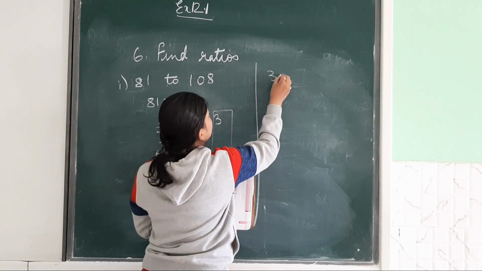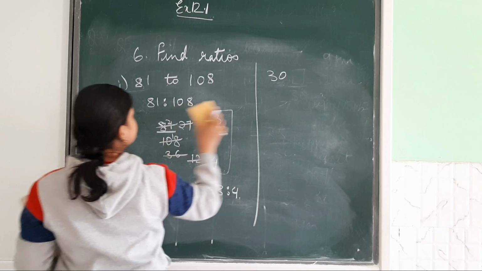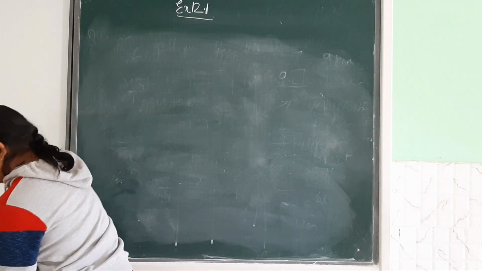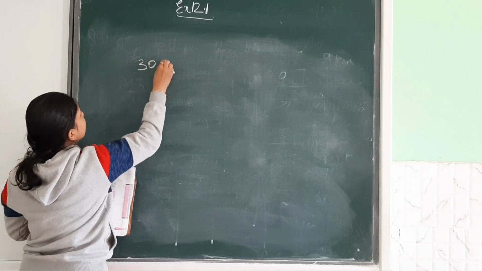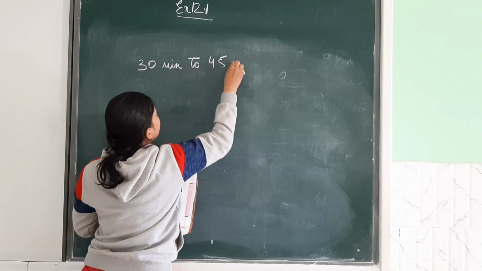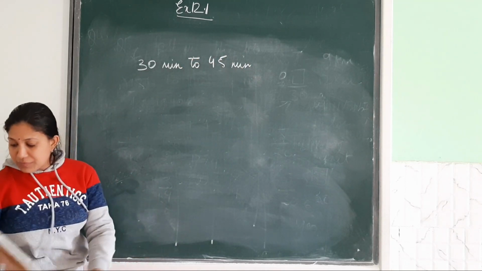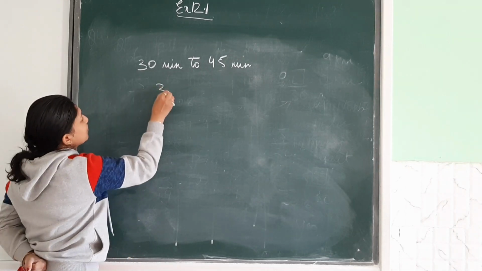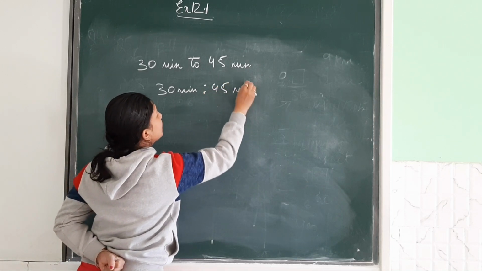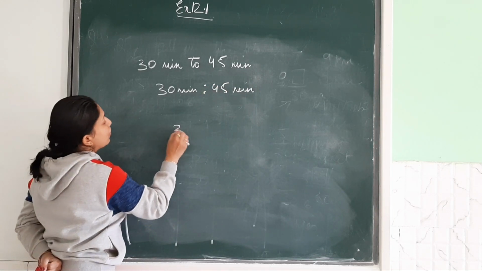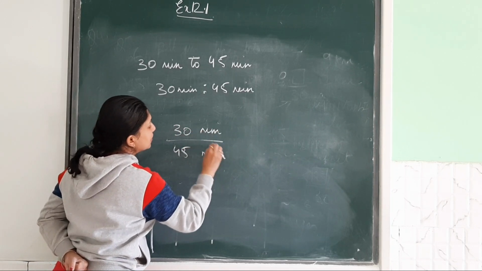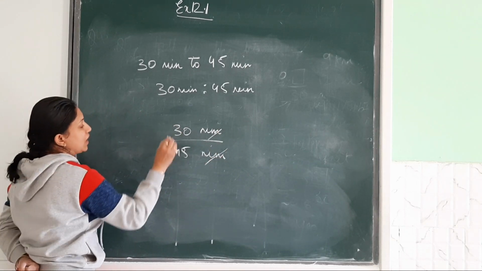Here we have 30 minutes. Let me write this part. Now suppose here it is given 30 minutes to, what is the next one? 45 minutes. Check children. What will we do? Same thing. 30 minutes is to 45 minutes, you have to find the ratio of these two numbers. Write down in ratio form. Now let's simplify 30 minutes and 45 minutes. Minutes will get cancelled.